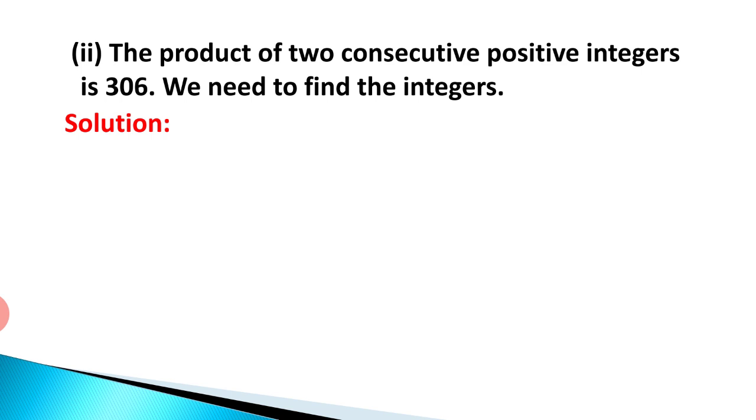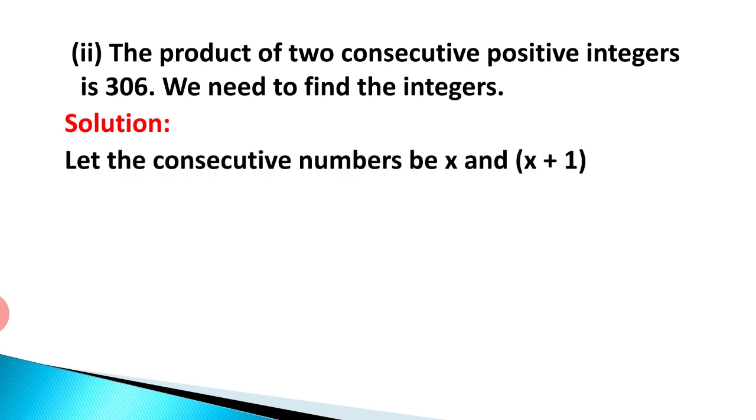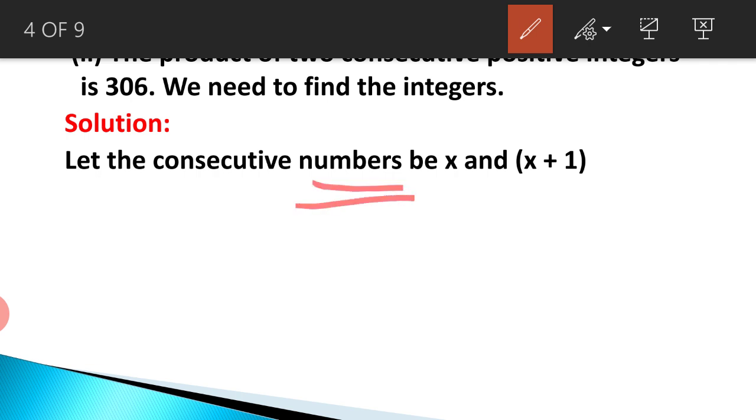So let the two consecutive integers be x and x plus 1. I have written numbers, so you can cut that word and write integers. So let the consecutive numbers be x and x plus 1. Now I have deliberately written number here also, because this is true for any number. It's not only for integers. Any numbers means whole numbers or natural numbers. Is it okay? So you can talk about two consecutive whole numbers, again x and x plus 1, two consecutive natural numbers x and x plus 1. So let the consecutive numbers be x and x plus 1.